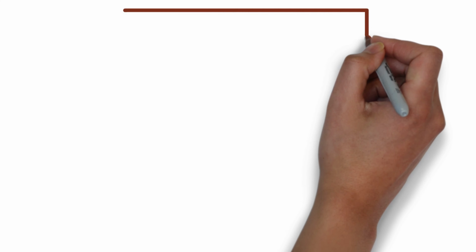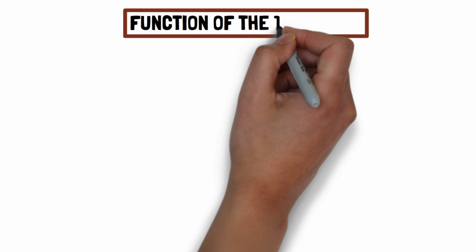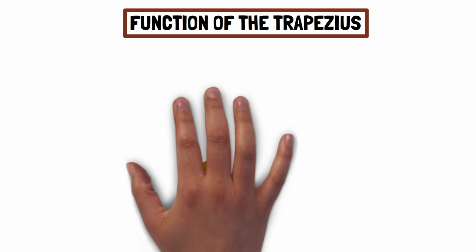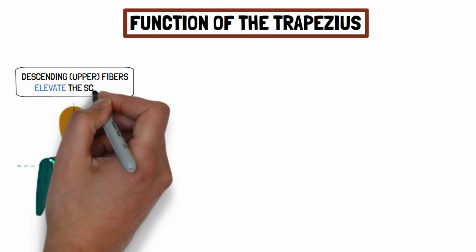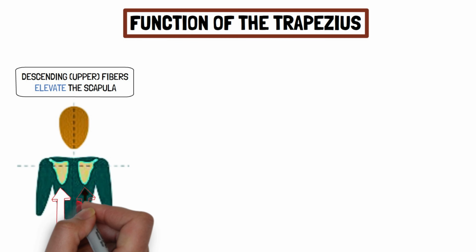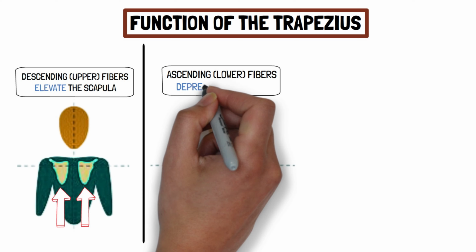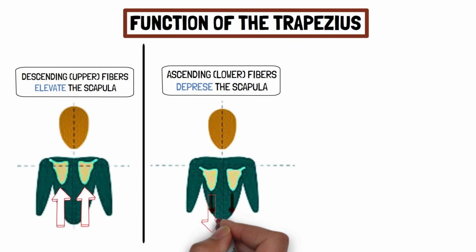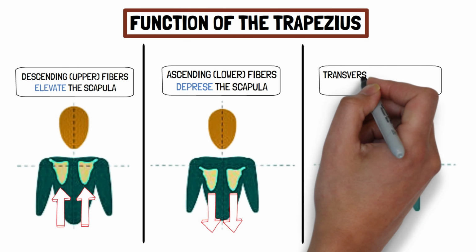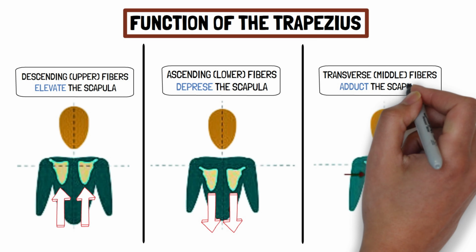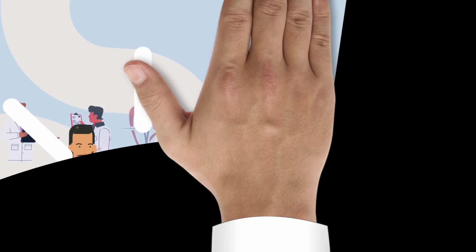The actions of the trapezius muscle are largely dependent on the direction of the fibers that are contracting. The descending fibers act with the levator scapulae muscle to produce an elevation of the scapula. The ascending fibers are responsible for depression of the medial part of the scapula and thus lowering the shoulder. The transverse fibers act together with the rhomboids to produce a retraction of the scapula by pulling it towards the midline.